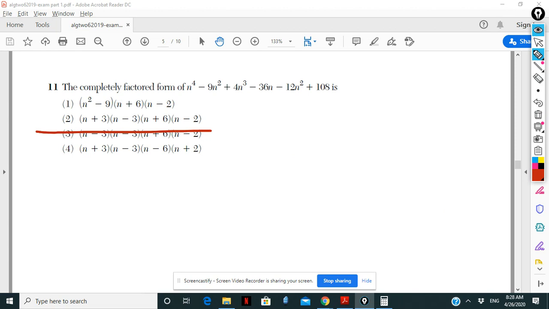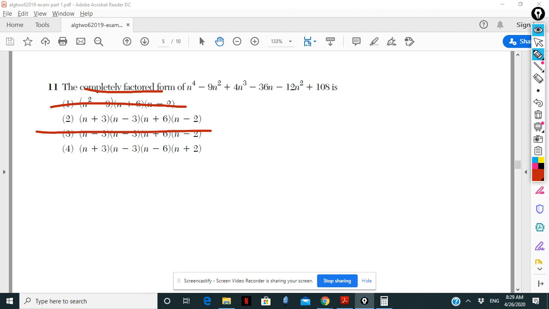So now I'm looking for something. It said completely factorized. So I can't use this one because I have n squared minus 9, which I can factorize more. Now I am between 2 and 4.